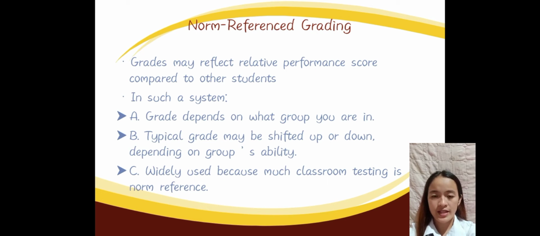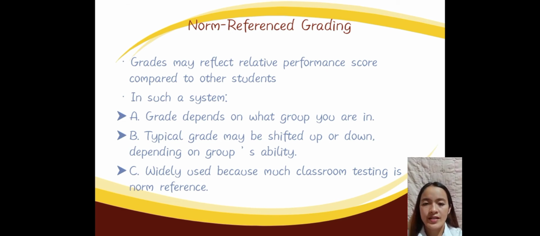Grades may reflect relative performance, score compared to other students. In such a system, A. Grade depends on what group you are in. B. Typical grade may be shifted up or down depending on group's ability. C. Widely used because much classroom testing is norm reference.